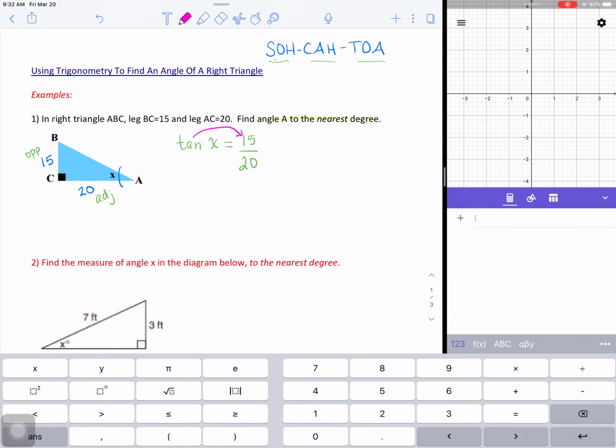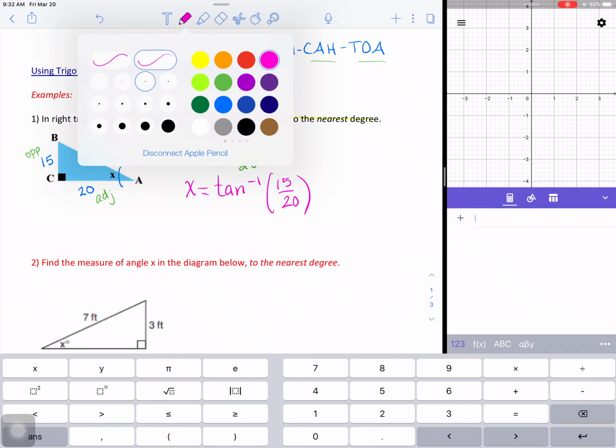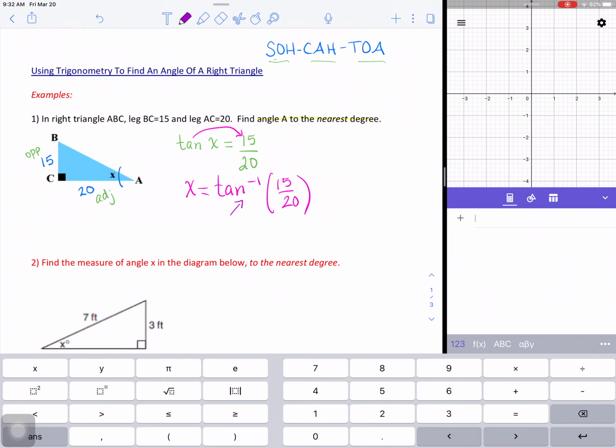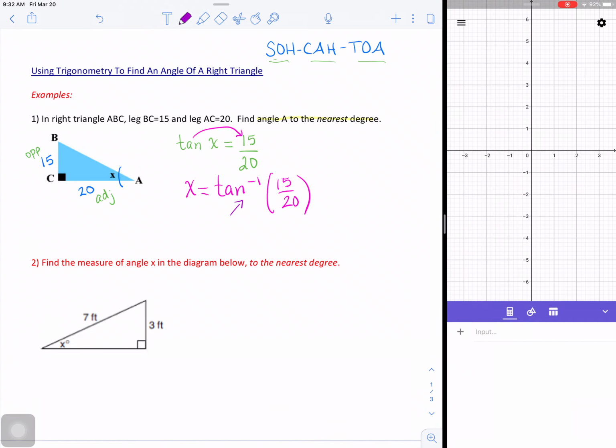The tangent comes over to the other side, and you say the angle is equal to the inverse tangent of 15 over 20. Don't let this confuse you. It's really just a notation. This notation is a signal for you to tell your calculator, I'm using trigonometry, but I'm not looking for a side, I'm looking for an angle. That's the notation that you use when looking for an angle.